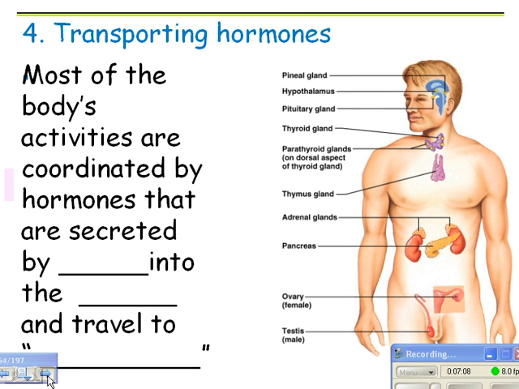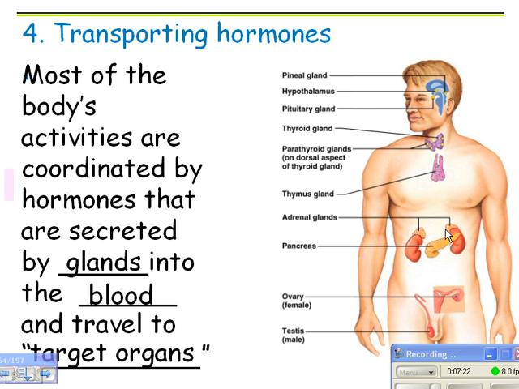And then the second to last one, transporting hormones. Most of the body's activities are coordinated by hormones that are secreted by glands into the blood and travel to target organs. So for example, here's the adrenal glands, here's the pancreas, ovaries, testes, there's the thymus involved with the immune system, the thyroid involved with metabolism. Here's the pituitary gland, it makes a ton of different hormones. The pineal gland makes melatonin so you can sleep. So let's talk about insulin, for example.